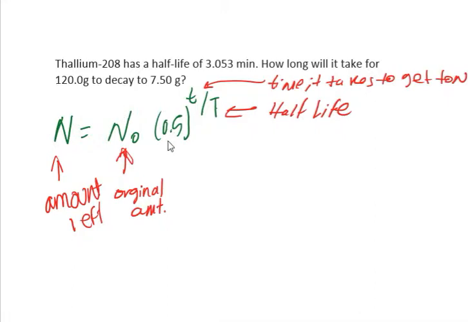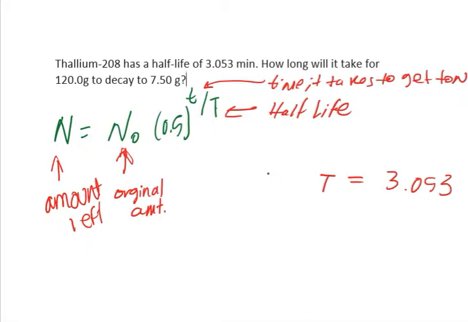Now, I have here labeled what these mean, and you can see that here. Let's go ahead and get into the problem. All right, so Thallium-208 has a half-life, so that means my capital T, because capital T stands for half-life, is 3.053 minutes. Units are not important in this formula.